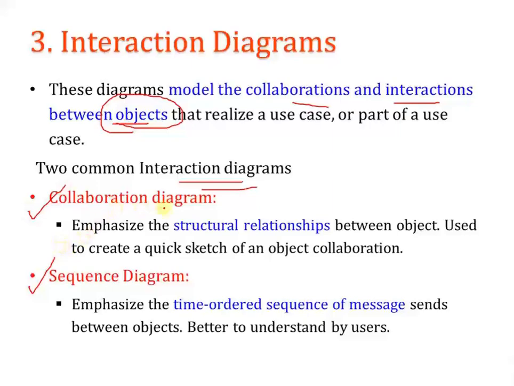The first one, the collaboration diagram, emphasizes the structural relationship between the objects. Like a class diagram, which shows the structural relationship between classes, the collaboration diagram shows the structural relationship between objects. This is used to create a quick sketch of the object collaboration. The other one, the sequence diagram, is used to show the time ordered sequence of messages. Between two objects, there can be multiple interactions and multiple messages transmitted. Each time, which particular message is transmitted, such a time ordered sequence of messages is demonstrated in the sequence diagram.